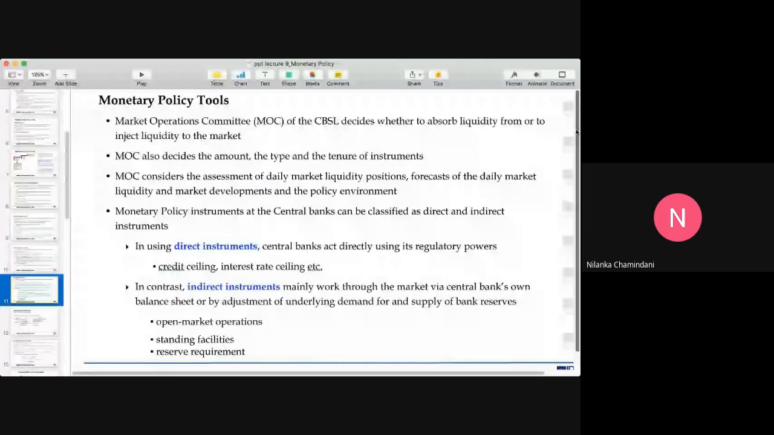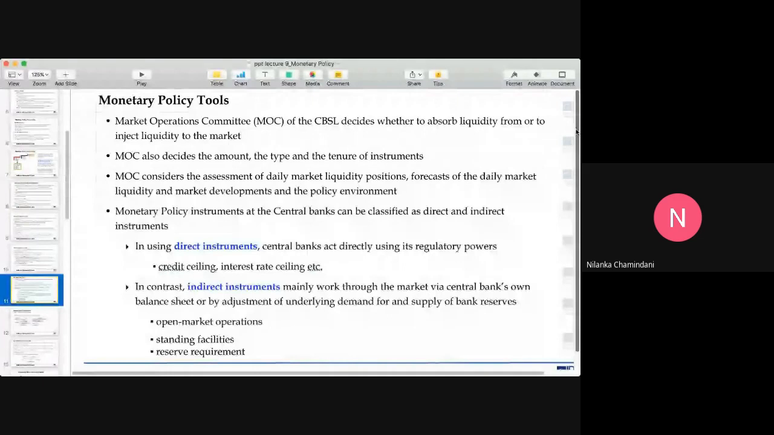Here I have to mention the role of the market operations committee. After they decide whether there is excess or shortage of liquidity in the market, they decide the way to absorb or inject liquidity into the market. There are different instruments, so they have to decide the most proper way of absorbing liquidity in case of excess, or how the central bank should inject liquidity if there is a shortage. At the same time, what is the amount, and the type of tenor? There are different types of instruments.